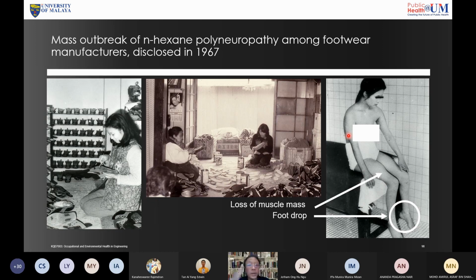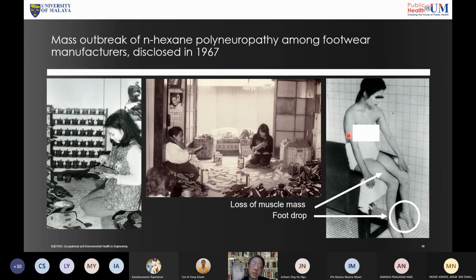This shows that N-hexane is mainly used in footwear manufacturing. So the issue you must always remember, if you have a lot of cottage industry, you need to be careful of whether the cottage industry are using the chemicals specifically, or whether they practice occupational safety and health.